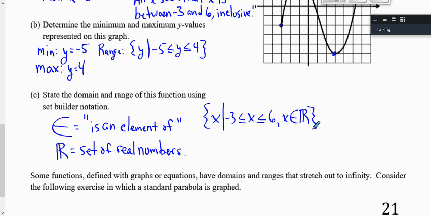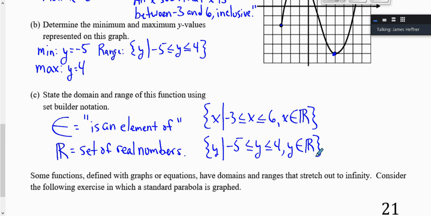Okay, and let's do the range. It'll be all Y such that -5 less than or equal to Y less than or equal to 4, comma, Y is also an element of the set of real numbers. You have to specify that, because sometimes the function might say it's just the integers or whole numbers, like nothing in between. So hopefully you can get comfortable and familiar with reading that kind of notation and probably writing it.